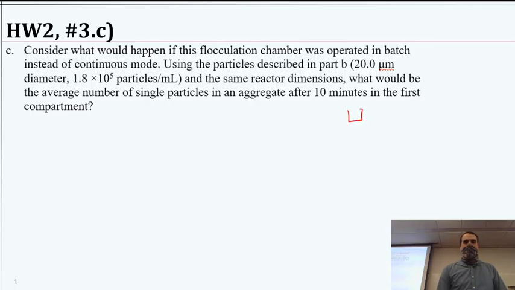If we consider water flowing in and it goes through three chambers, how many particles are in each aggregate coming out of that first one? So we had initial N0 and an N1. That was the question for a completely mixed, so a CSTR system here. Part C then follows up and says, well, what if we change it from this continuous flow and just use that reactor as a batch reactor, stirring with the same intensity, and just give it 10 minutes?